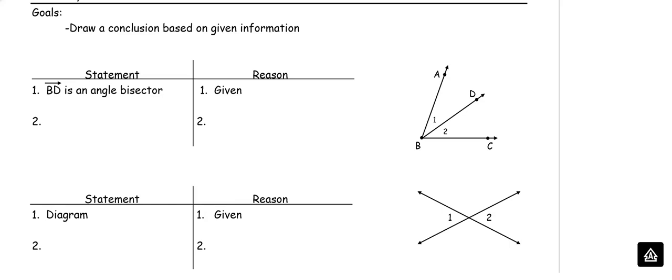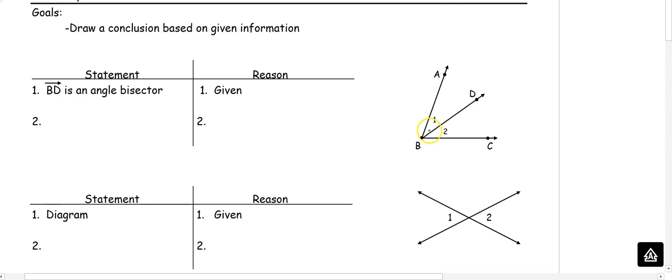This video is about drawing conclusions based on given information. So in the first one, we already have a given statement that BD is an angle bisector. So this ray is an angle bisector of our larger angle ABC, and our reason is that it's given to us. So we need to make a conclusion based on that information.